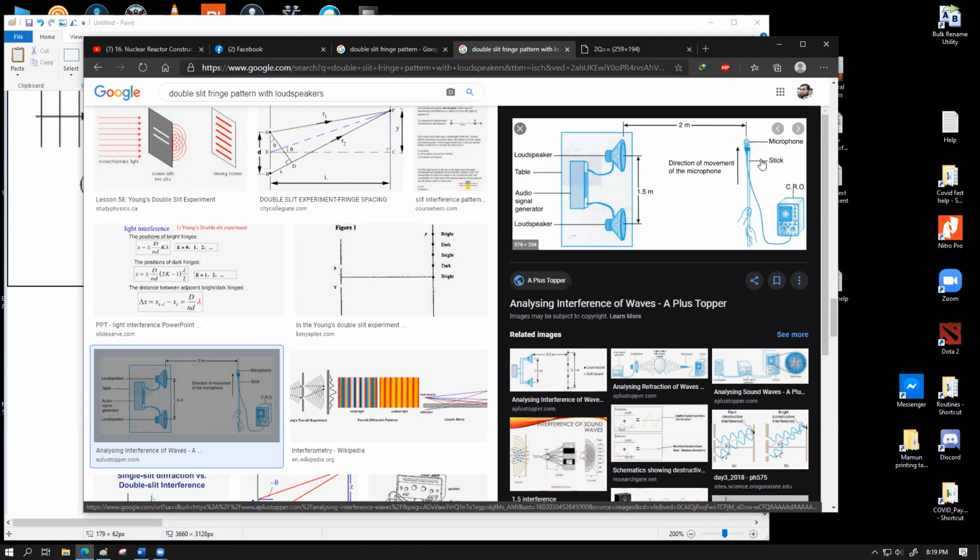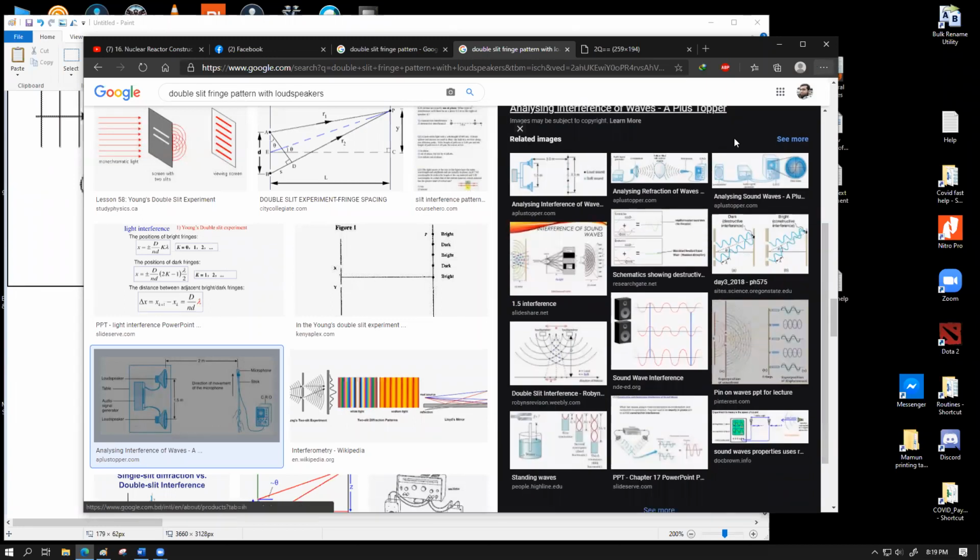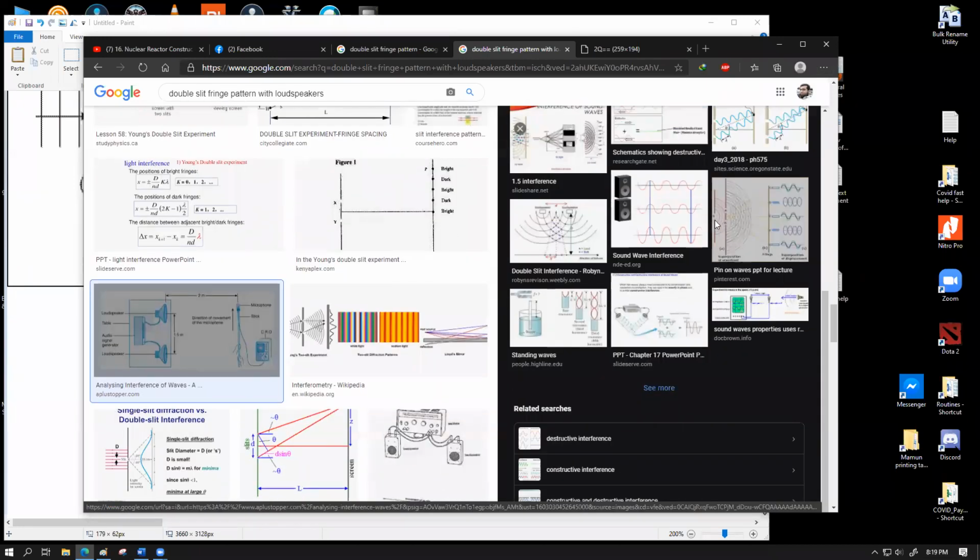Now, interestingly, the positions where we get loud sounds represent constructive interference, or a path difference of n lambda, and the positions where we get destructive interference, or quiet sounds, represent a path difference of n plus half lambda. However, if we observe the intensity pattern for sound waves, it is slightly different compared to what happens with light waves.